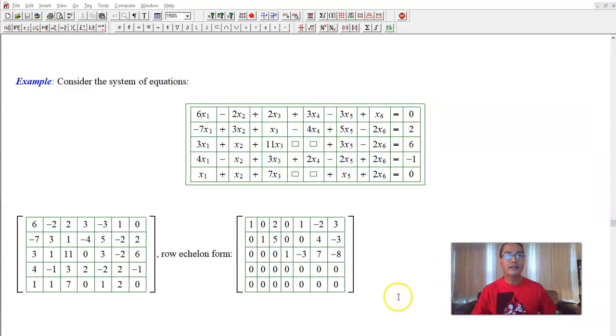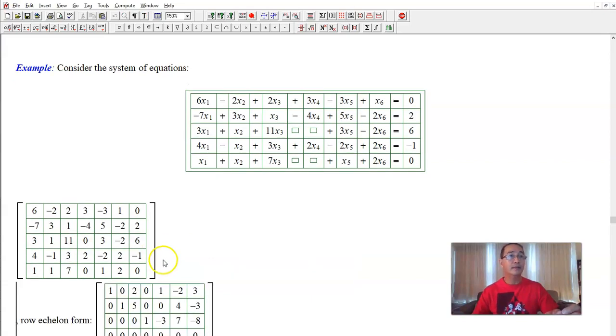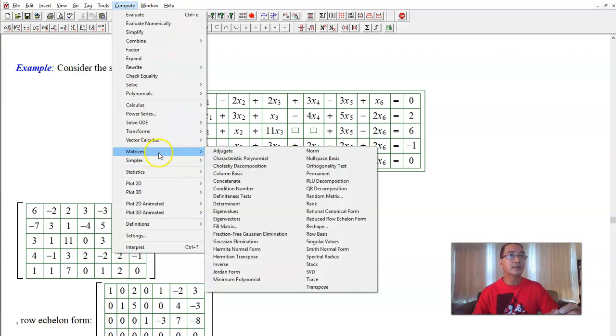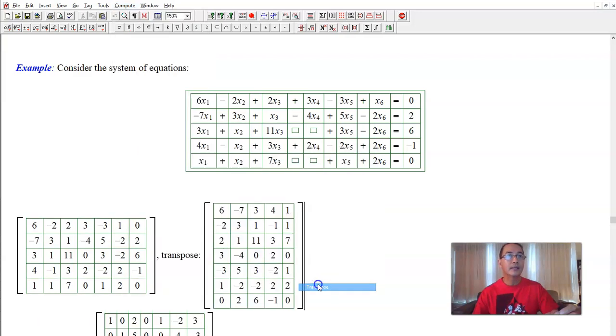Okay, so let's apply that to our previous example. We know that our system is consistent. Here's the REF, and we have two rows of zeros. Okay, so two of these original equations are redundant. Who are they? Okay, the theorem said we have to get the transpose of the system. So compute matrices transpose, and there it is.